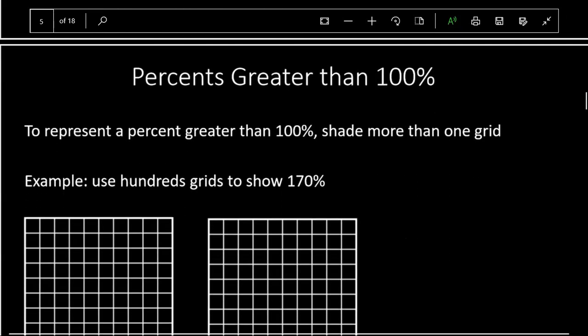Moving on. What if we have percents greater than 100%? So to represent a percent greater than 100%, you're going to shade in more than one hundreds grid.